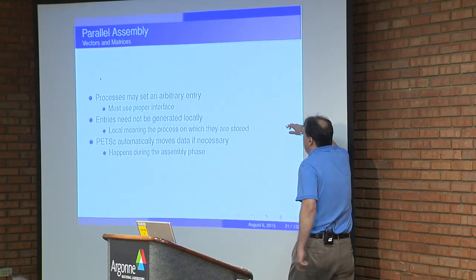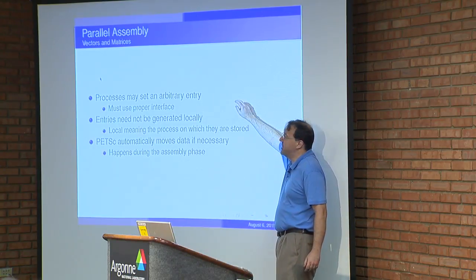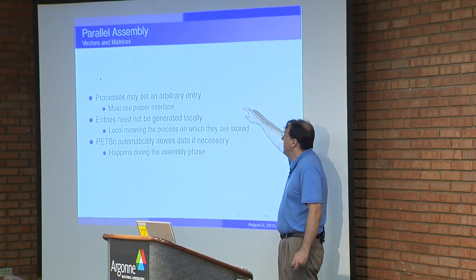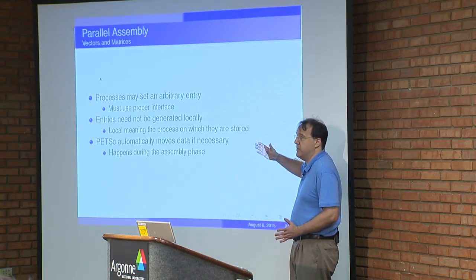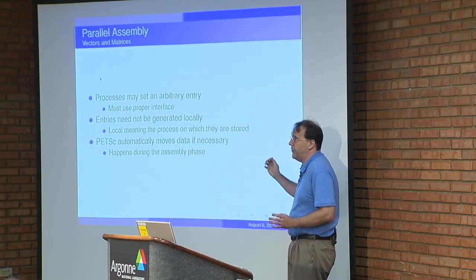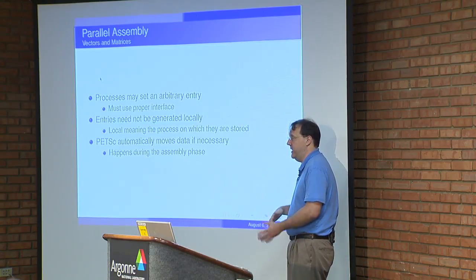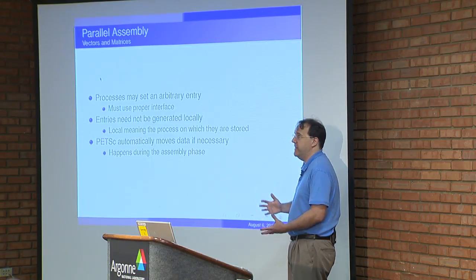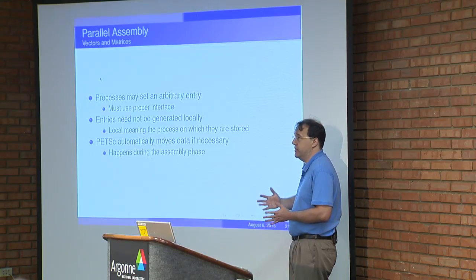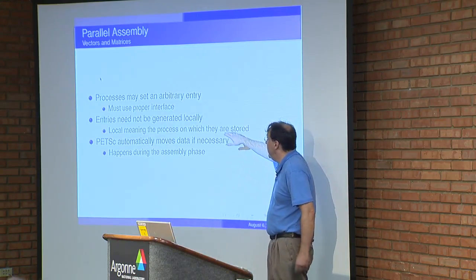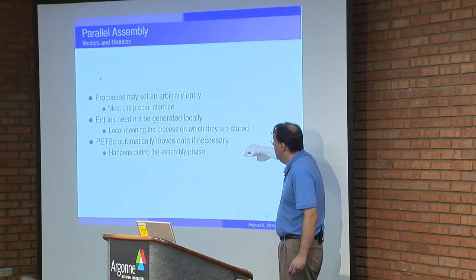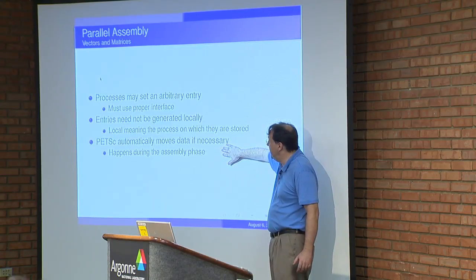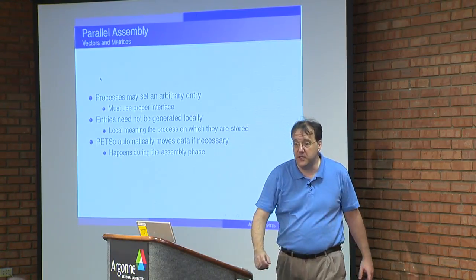So in PETSc, any process is free to generate any entry for a vector or a matrix. That is, even though the first process might own the first 100 entries of the vector, the first process is still free to generate a later entry into the vector, the 500th entry, which actually belongs on a different MPI process. And we have an API to make that easy for the user to do, so you don't have to write MPI code to do it yourself. So you don't have to generate entries locally. You can generate them on a different process. And we move the data during this assembly phase to get it into the location that it belongs.